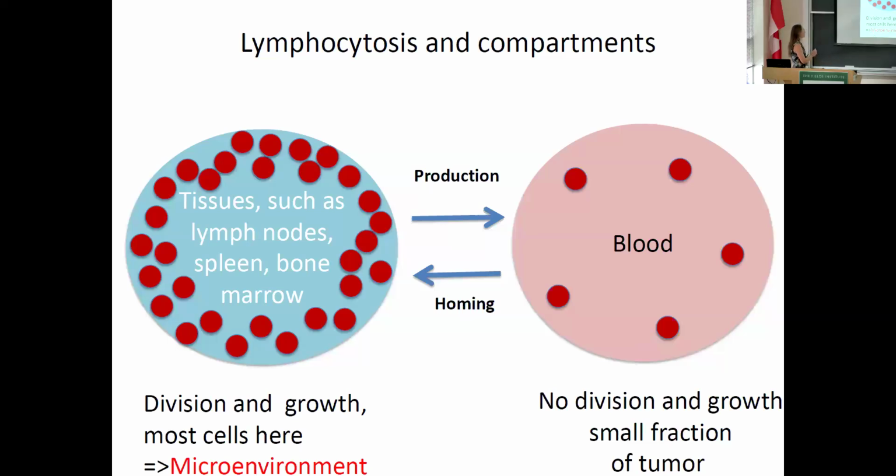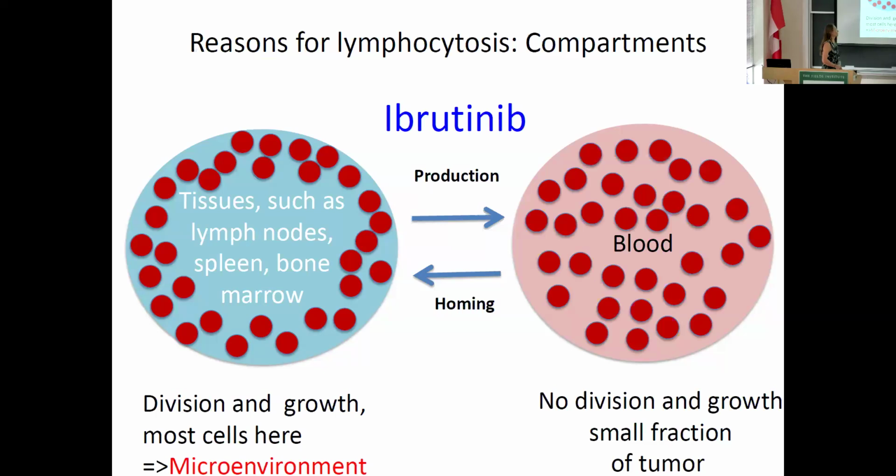In this compartment, we have division and growth, and most cells are here because they have the right microenvironment for divisions. In the blood, nothing divides because the microenvironment is wrong. So it's a small fraction of tumors. After ibrutinib is applied, somehow cells appeared in blood. There was this huge blip, right, as you saw. So how can we explain this?